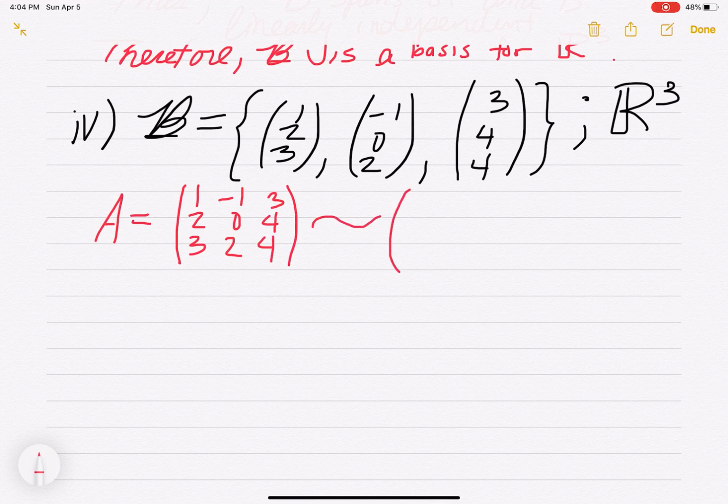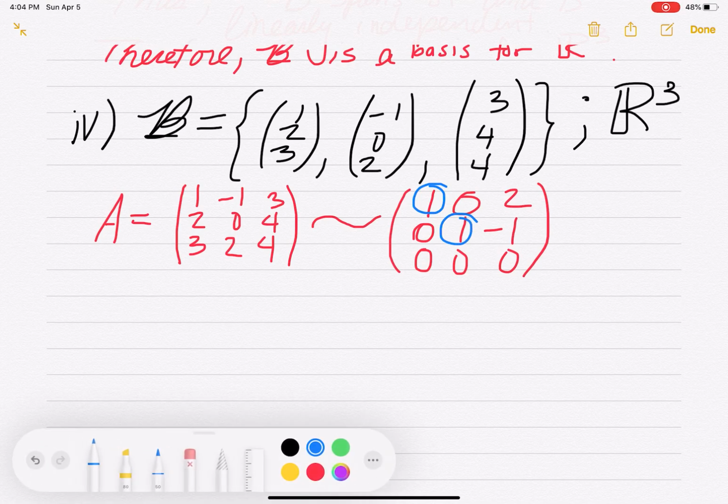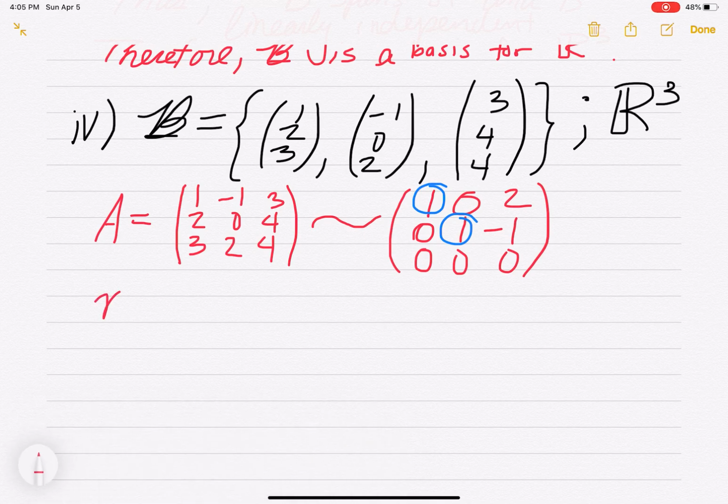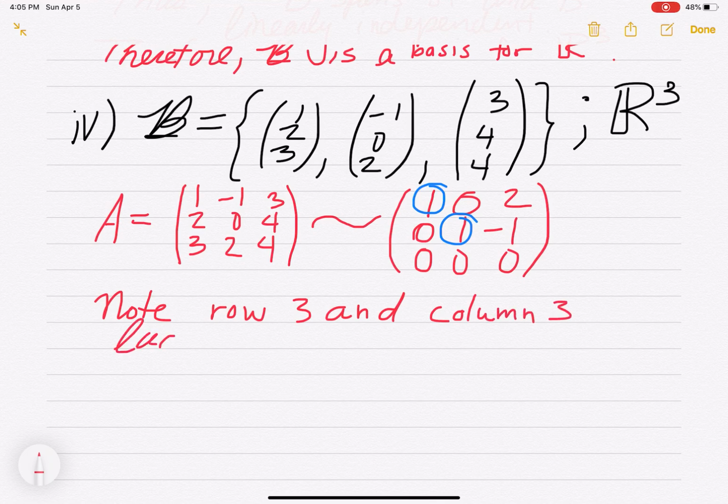Don't do this by hand. It takes too long. You're going to get 1, 0, 0. 0, 1, 0. And then something happens: 2, negative 1, 0. So notice that your first and second row and first and second column have pivots, but your third row and third column is a non-pivot column. So let's say note row 3 and column 3 lack a pivot.